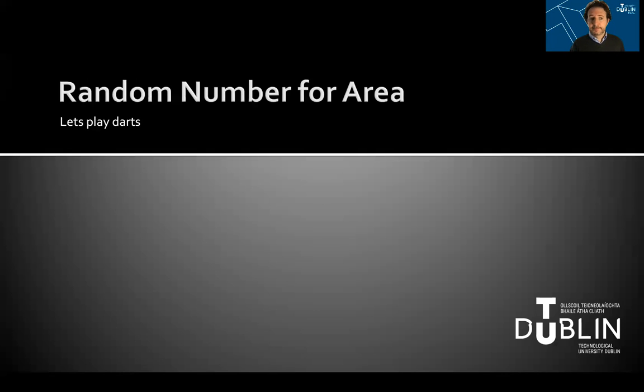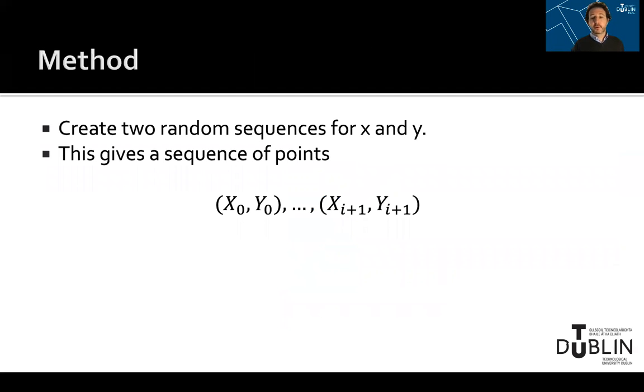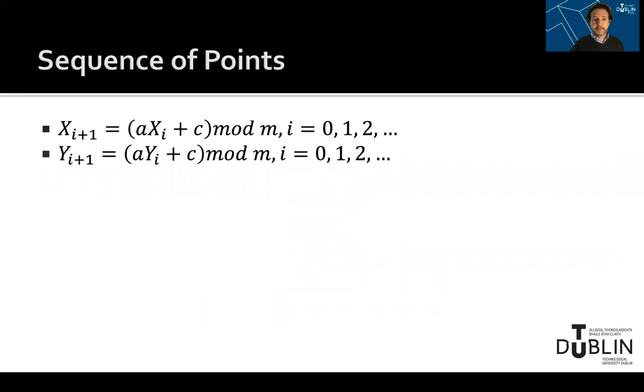We throw darts. So how do we do this? I'm interested in the area of this triangle. So what's the area of this triangle? Well, we can calculate it very simply. It's half the length times the height, so the area is a half. We know the answer. But how do we do it with random numbers? What we have to do is generate a sequence of random numbers between x0, y0, all the way up.